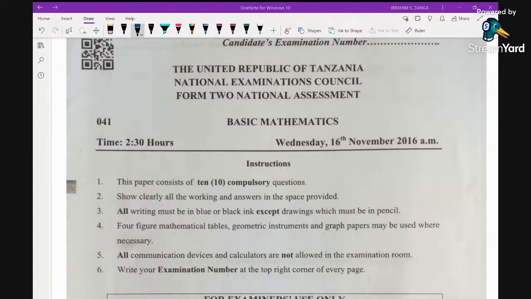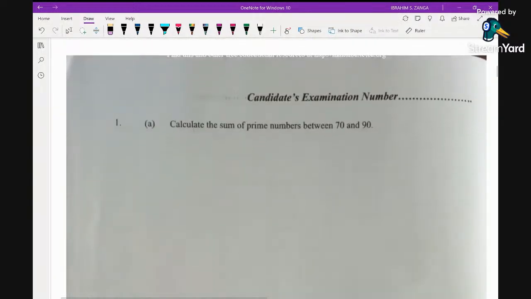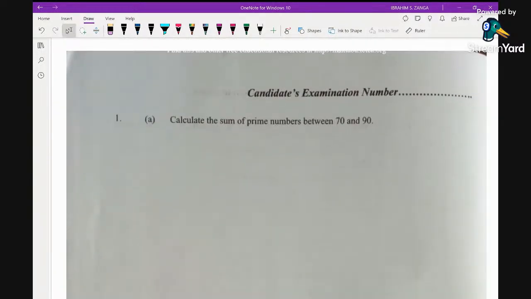So question number 1. I'm not going to repeat the instructions because they are all the same, so we are going straight to solving the questions. Calculate the sum of prime numbers between 70 and 90. First of all, you're supposed to find the prime numbers between 70 and 90. What are those numbers?